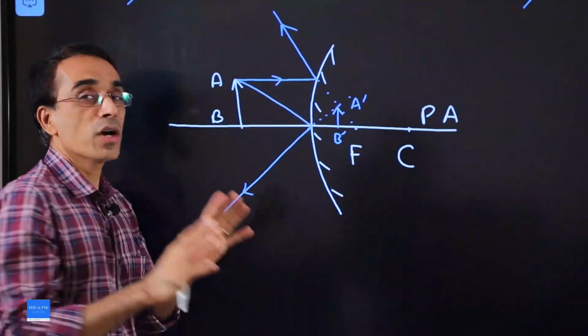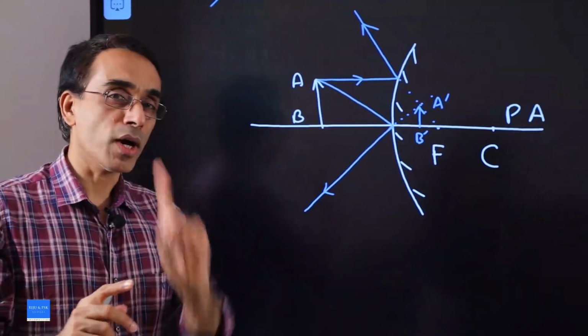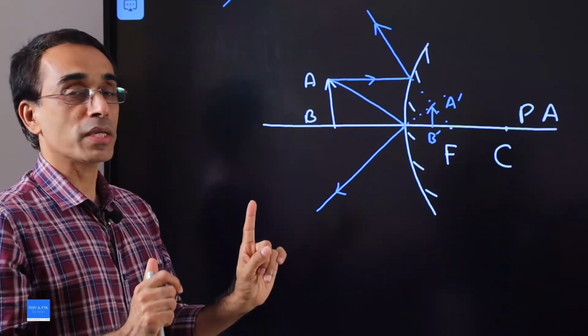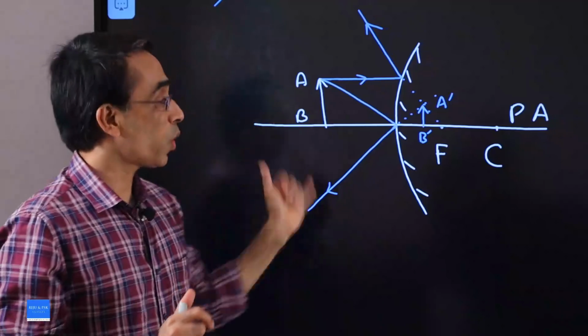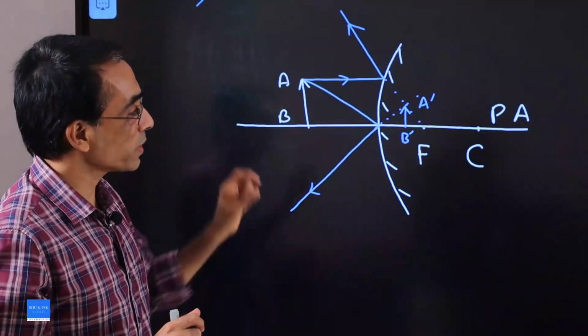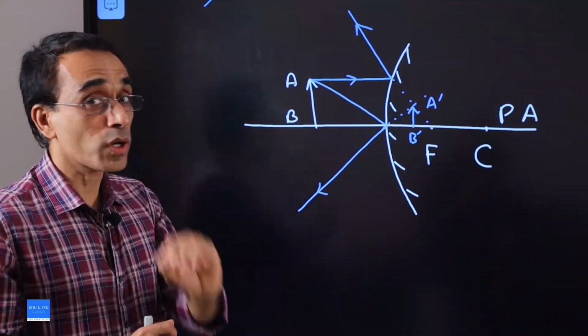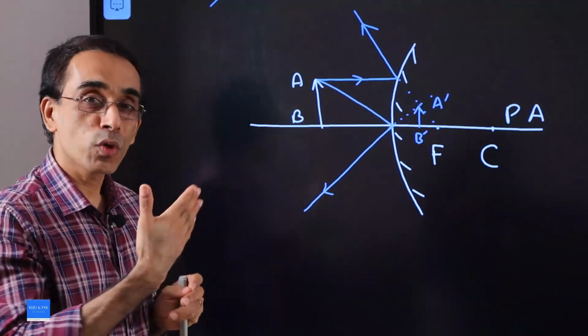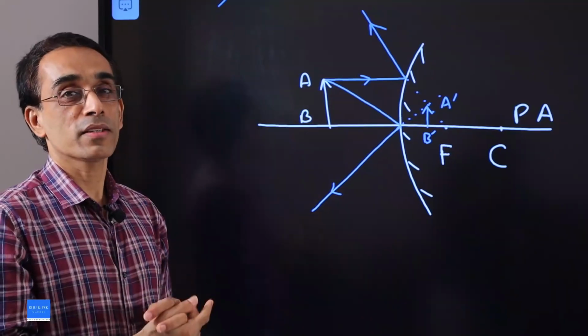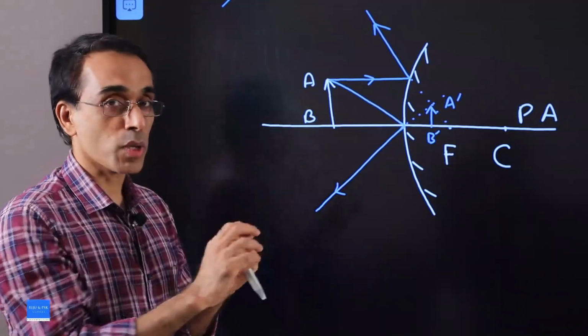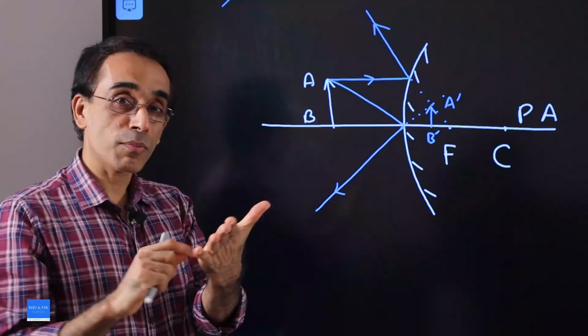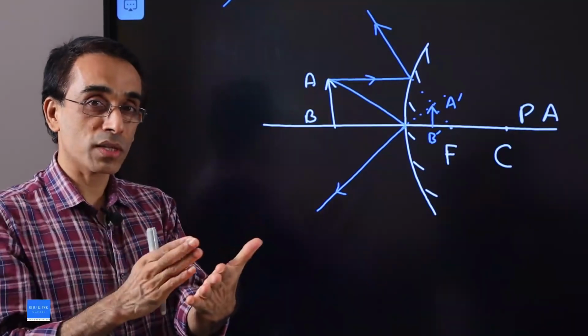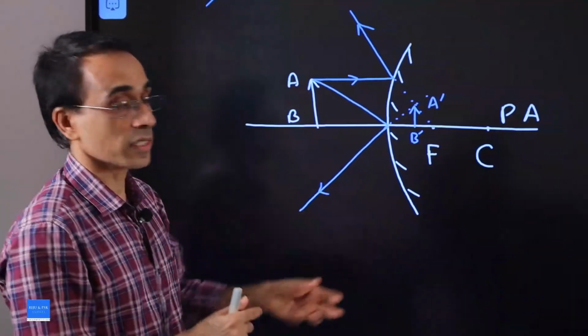It's always erect. A convex mirror will produce only one type of image. It's always virtual, always erect, and always smaller in size. That is one of the reasons why we use a convex mirror as a rear view mirror in a vehicle. It always produces smaller images. You must have seen on the mirrors of a bike, it is written objects are closer than they actually are. It is for this reason.